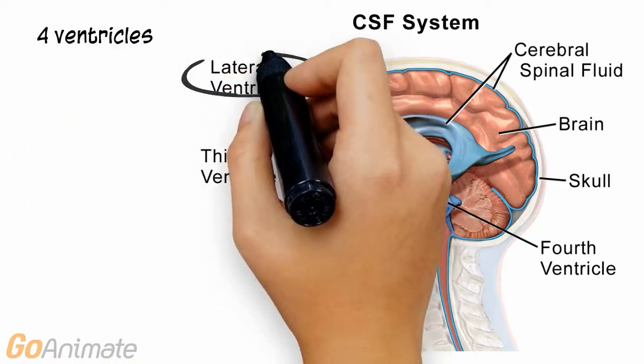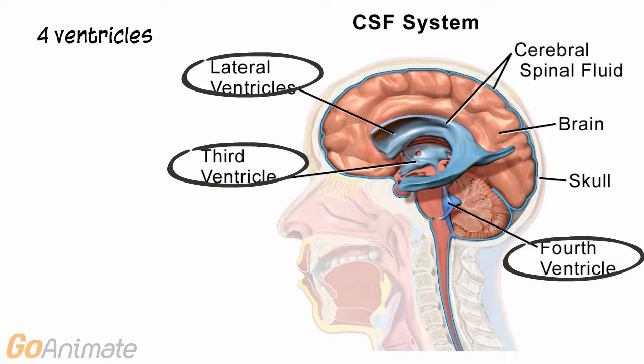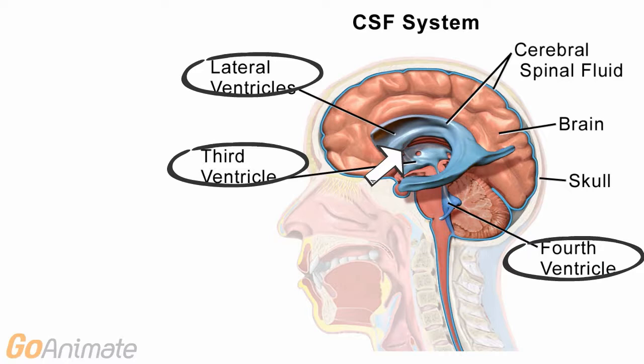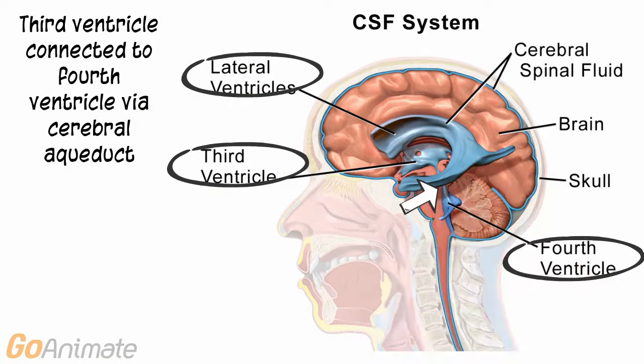There are 4 hollow areas or ventricles inside of the brain. These include 2 lateral ventricles, a third and fourth ventricle. The lateral ventricles connect to the third ventricle via the interventricular foramen. The third ventricle connects to the fourth via the cerebral aqueduct.